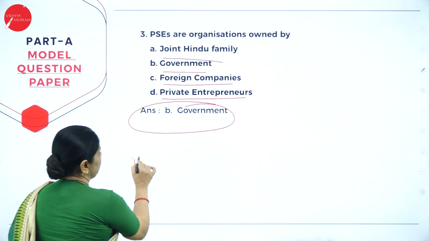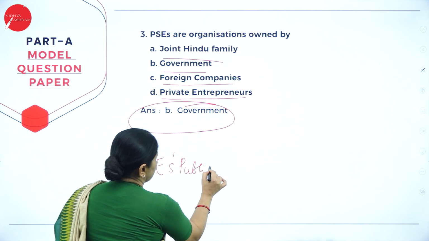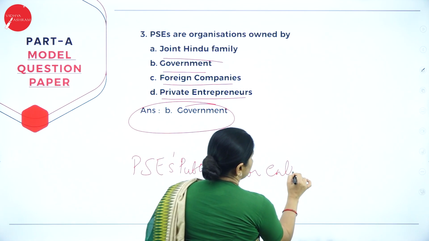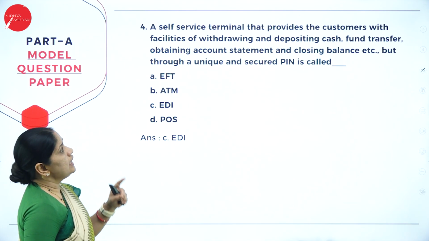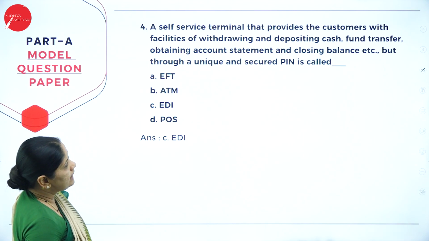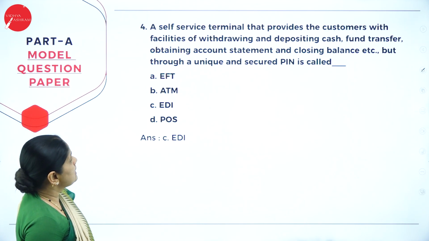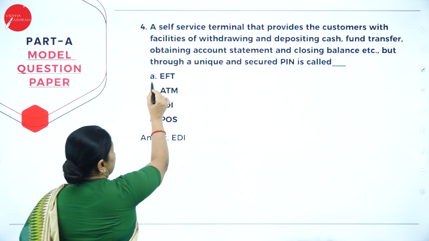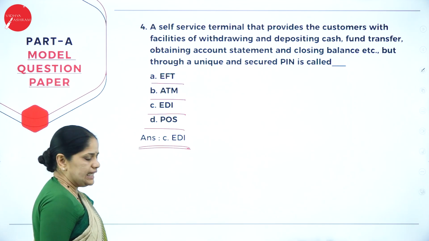Now, what is the full form of PSEs? PSEs are public sector enterprises. So, those enterprises which are owned by the public sector. Next one, a self-service terminal that provides the customers with facilities of withdrawing and depositing cash, fund transfer, obtaining account statement and closing balance, etc. but through a unique and secured PIN is called EFT, ATM, EDI, POS. The answer is C, EDI.